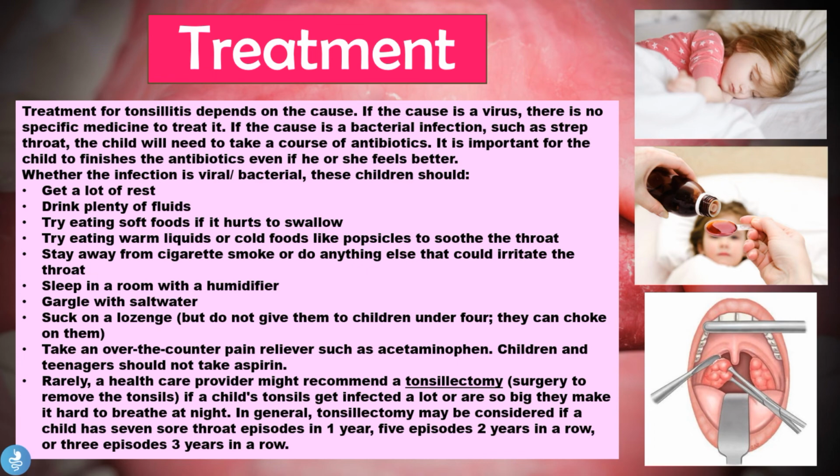and this means surgery to completely remove the tonsils. And this usually occurs if a child's tonsils get infected a lot or they are so big that they make it hard for the child to breathe at night. So in general, a tonsillectomy may be considered if a child has 7 sore throat episodes in a year, 5 episodes within 2 years in a row, or 3 episodes within 3 years in a row. And these will all be reasons for a tonsillectomy.